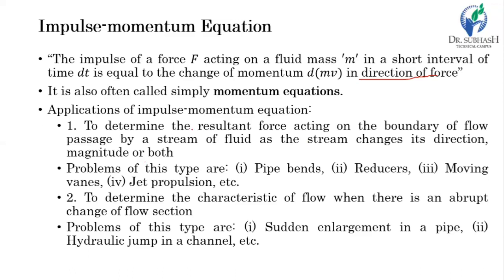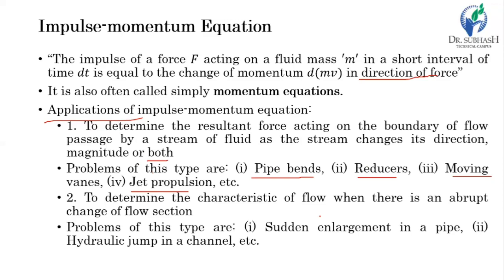Now, application of the impulse momentum equation. First, it is used to determine the resultant force acting on the boundary of the flow passages by a stream of the fluid as the stream changes its direction or magnitude, or sometimes both. This type of application occurs in pipe bends and reducers, in moving vanes, or in jet propulsion phenomena, because in all these cases the fluid changes its direction or sometimes its magnitude, and in many cases both. So at that time the impulse momentum equation is useful for the derivation of the governing equation.